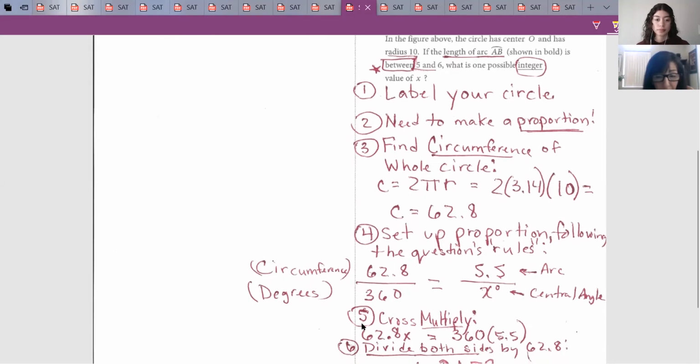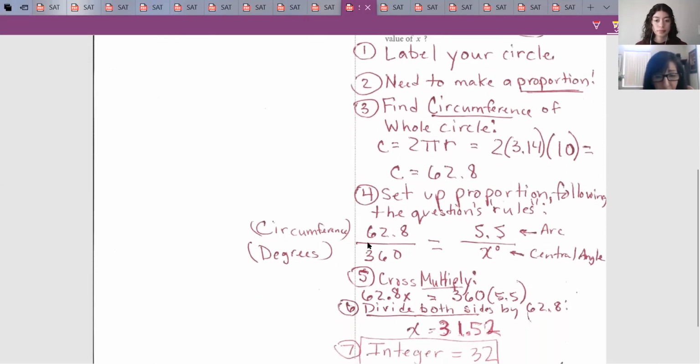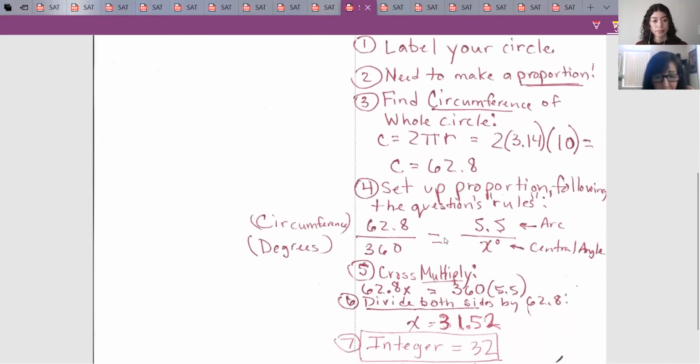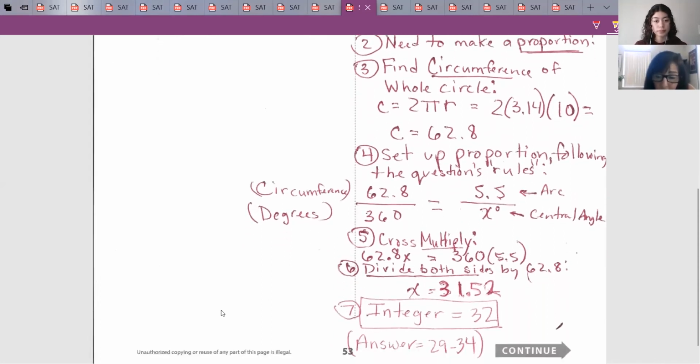And now we're going to cross multiply as we used to do many moons ago. 62.8 times x is equal to 360 times 5.5. Divide both sides by 62.8, and that gives you an answer of x being, which is the number of degrees, 31.52.